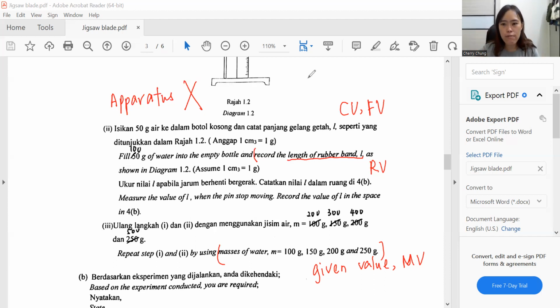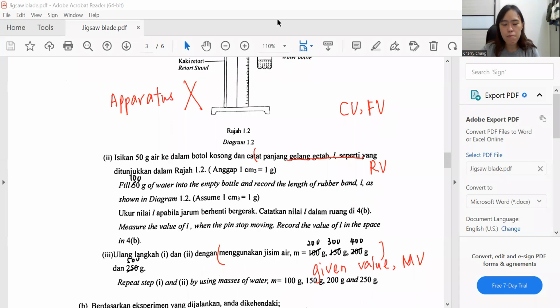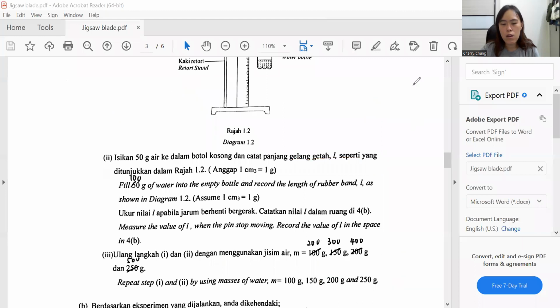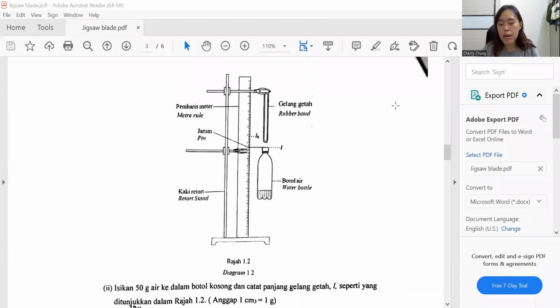Okay, if you look at the diagram here, you can write about the density of the water. Then you can write about the type of the rubber band. The type of rubber band can, because if we use a different type of rubber band, it may affect your readings as well.